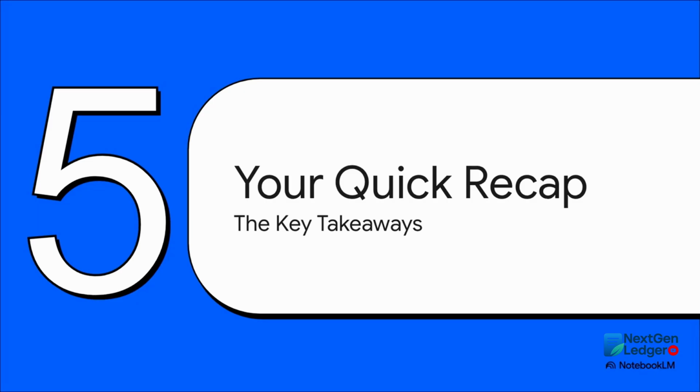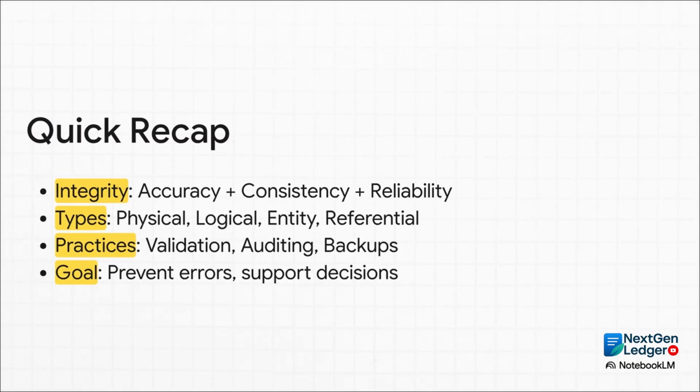All right, we have covered a ton of ground, so let's do a quick flyby of the most important points just to lock them in. If you remember anything, remember these 4 things. 1. Data integrity is all about data being accurate, consistent, and reliable. 2. It's held up by those 4 pillars: physical, logical, entity, and referential. 3. We protect it using key practices like validation, auditing, access controls, and backups. And 4. At the end of the day, the goal is simple: prevent errors and make trustworthy decisions.